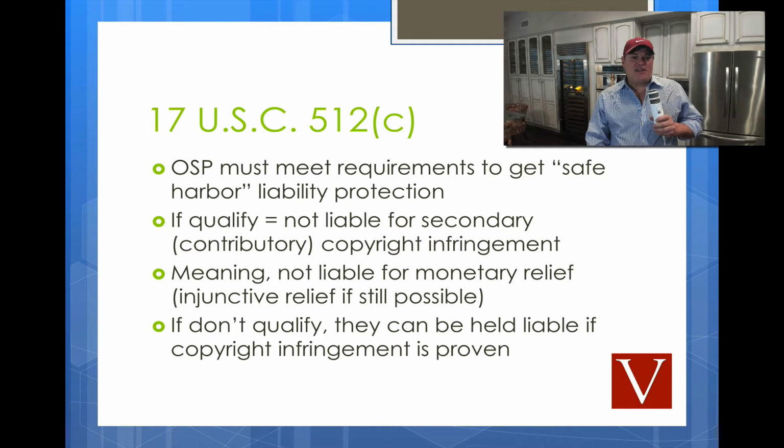Now, an OSP, an online service provider, must meet certain requirements to get the safe harbor liability protection. So we're talking here about Section 17 U.S.C. 512(c). If you qualify, you won't be liable for secondary copyright infringement. It's an affirmative defense for an online service provider, which means you raise it and you prove it, you show that you're in compliance and you're good. Then you won't be liable for copyright infringement. So this is really important for these big companies, Facebook, YouTube, Twitter, all these developing companies, all these online stores that allow people to sell arts and crafts and other things, okay?